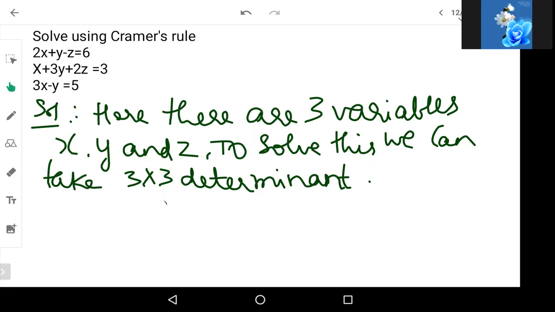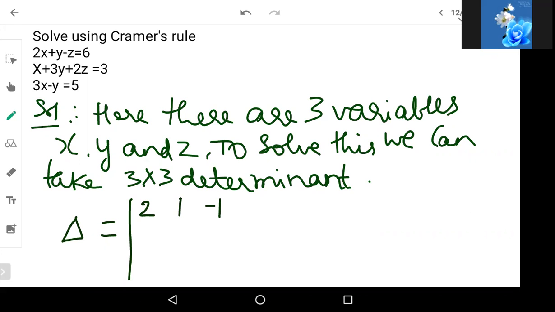Now for that, we have to first find out that 3 into 3. Okay, now let us do that. First, the first step is determining the determinant, that is nothing but delta. Okay, the name for the determinant will be delta. Now see the first equation. For x, what is the coefficient? 2 is the coefficient. Then for y, what is the coefficient? 1. If there is no number, you can take it as 1. For z, what is the coefficient? Minus 1. Correct? Minus 1.